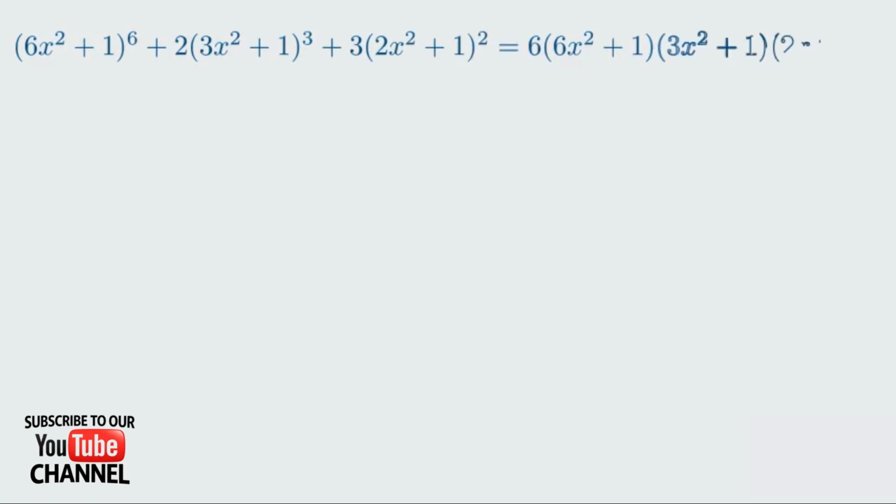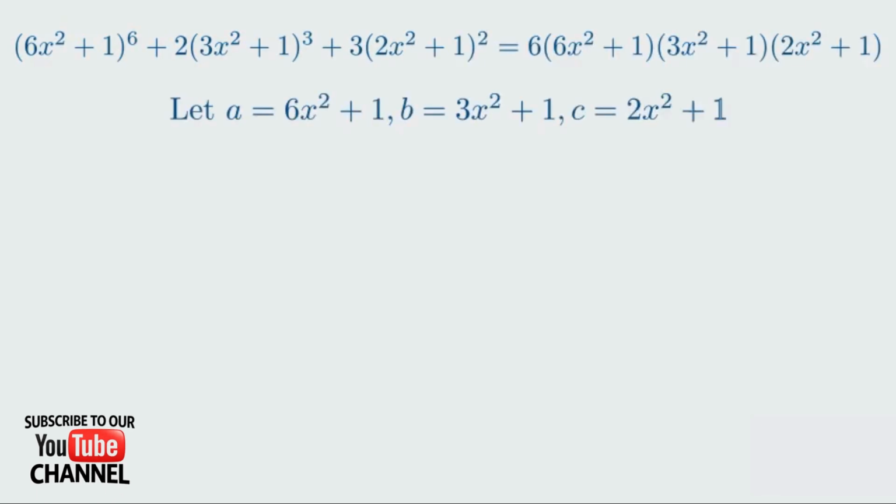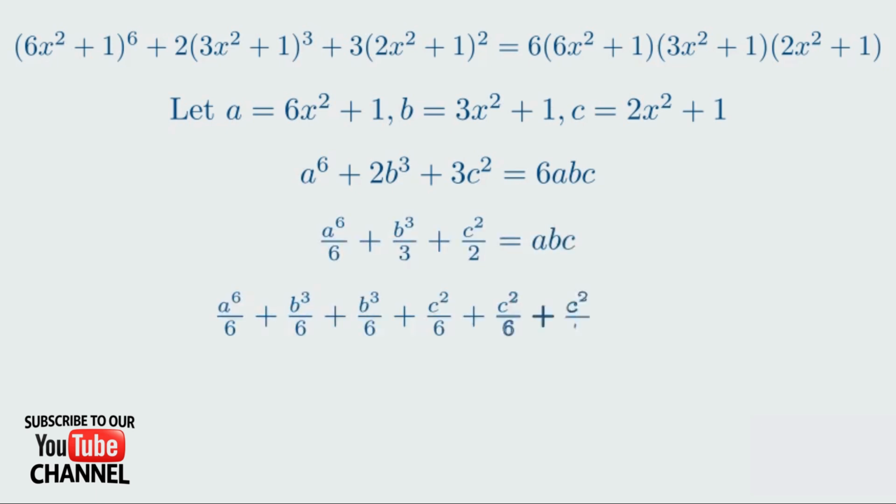Let's quickly recap our solution to this challenging problem. We set out to find the real numbers x that satisfy this equation. Here is the equation we solved. First, we simplified the problem by using substitution. We let a, b, and c represent the repeated terms, which turned the equation into a plus 2b plus 3c squared equals 6abc. Next, we rearranged the terms to set up the arithmetic mean-geometric mean inequality.